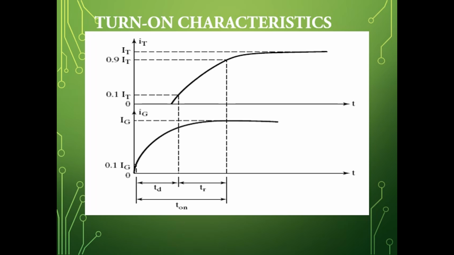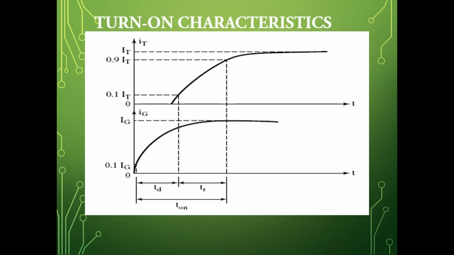So, coming to the turn on characteristics, you can observe here we have gate current versus time, and the anode current or the thyristor current versus time. If you observe here, once the gate signal is applied, simultaneously your anode current is not going to increase. It has a delay. There is always a delay for the thyristor to conduct when you apply the gate signal. So, you can observe here T on, which is nothing but the turn on time, is the sum of delay time and rise time.